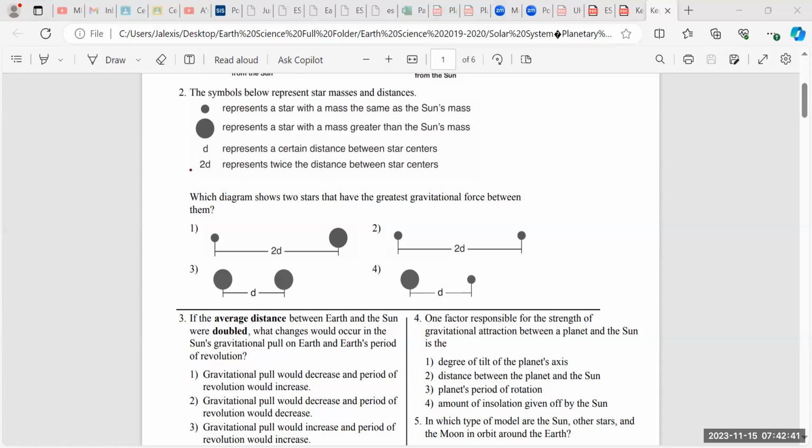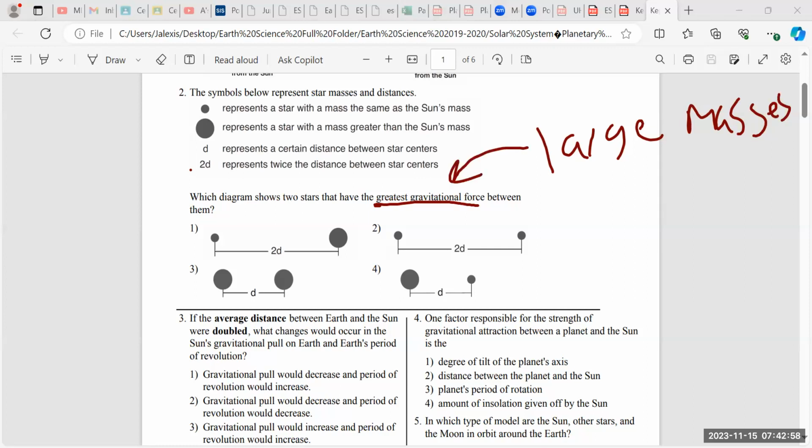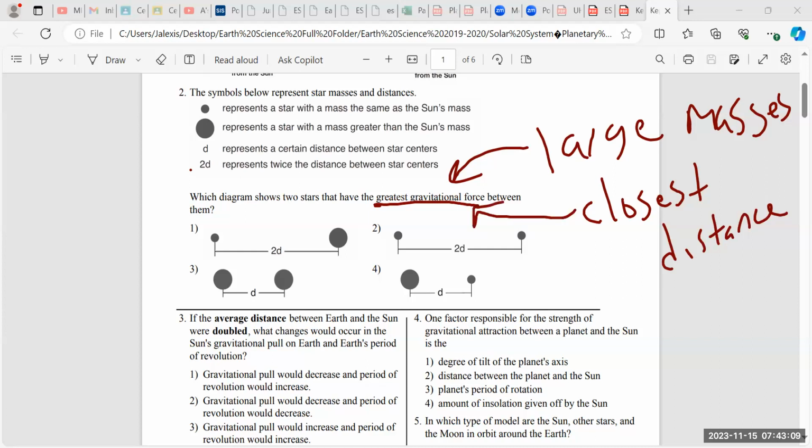So when we're looking back at our example, we're looking for two stars for the greatest gravitational force. We need them to have large masses. We need the scenario with the largest masses, and we need the scenario with the closest distance to get the greatest gravitational force. So which scenario contains the largest masses and which contains the closest distance? That is going to be choice 3. Choice 3 has the largest masses between them, and they have the closest distance between them. So number 2 is choice 3.